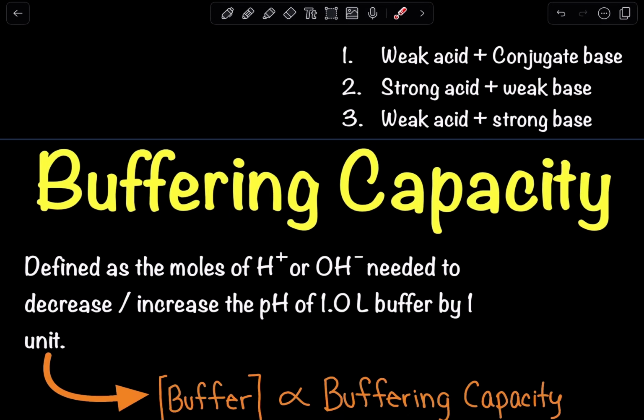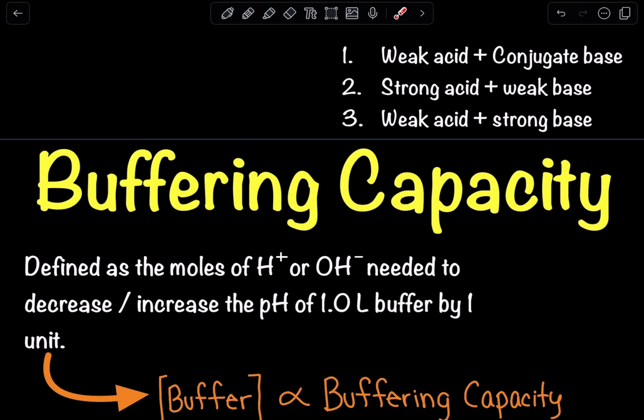So here we are going to understand mathematically how buffering capacity works, because if we look at it mathematically, we can truly understand and appreciate how buffering capacity is correlated to buffer concentration. Now, going back, we have learned that in order to prepare a buffer, we must have a component that is able to neutralize acid and a component that is able to neutralize base.